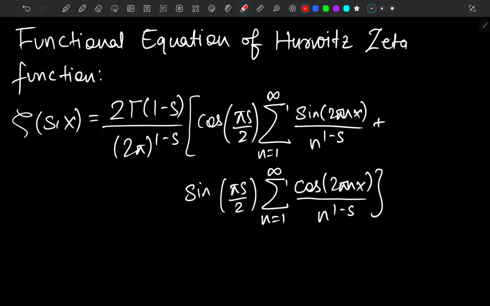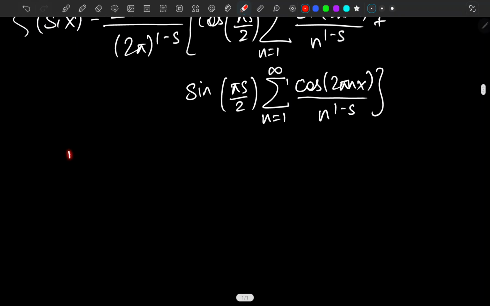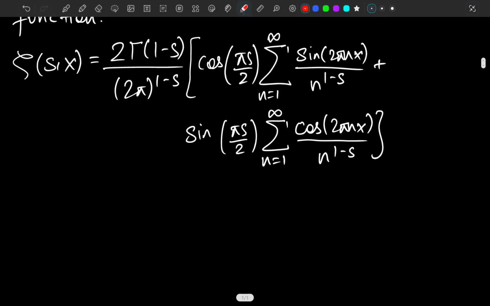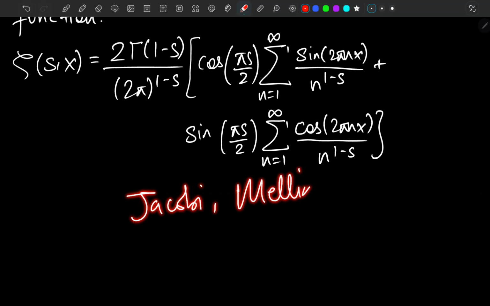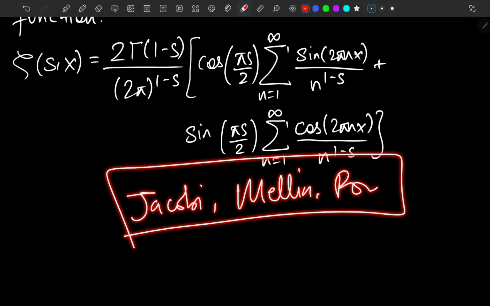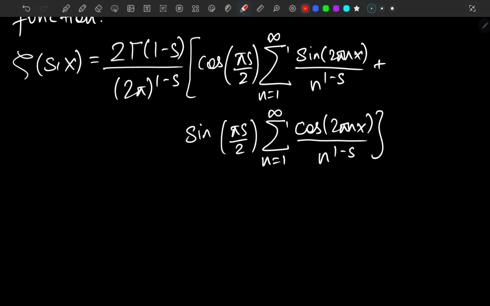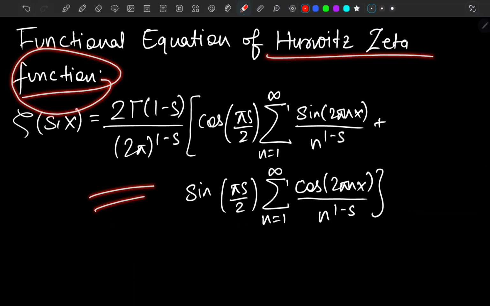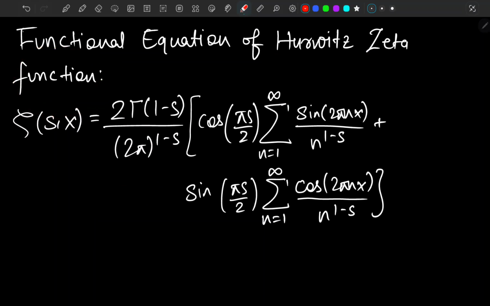But first of all, let me remind you that I have proved the functional equation of the Riemann zeta function as well. I'll paste the link of that video in the description box, and I would request you to watch that video once, because we have used a lot of things like the Jacobi theta function, some sort of Mellin transform, and the Poisson summation formula. So we have used a lot of stuff in that video, and I would say the functional equation of the Hurwitz zeta function is easier to prove than that of the Riemann zeta function.